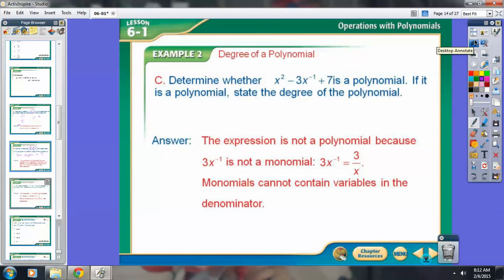Example C, determine whether x squared minus 3x to the negative 1 plus 7 is a polynomial. If it is a polynomial, state the degree. Is it a polynomial? No. What part makes it not a monomial? The negative exponent. We have a negative exponent here in this middle term, so this is not a polynomial.